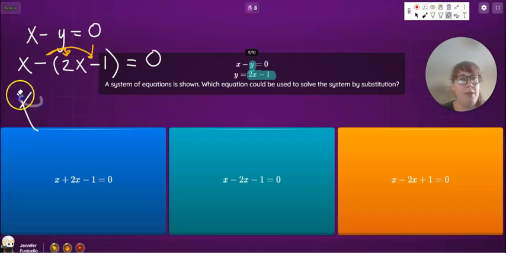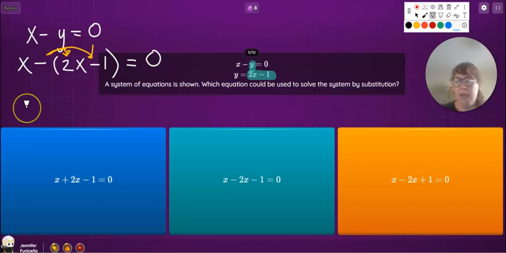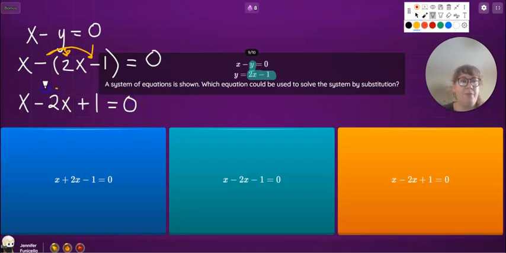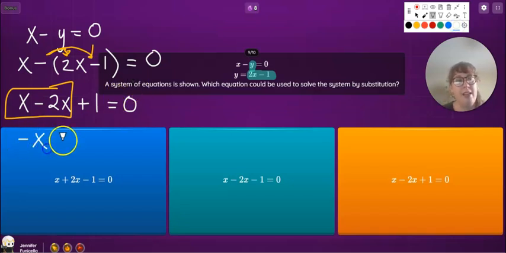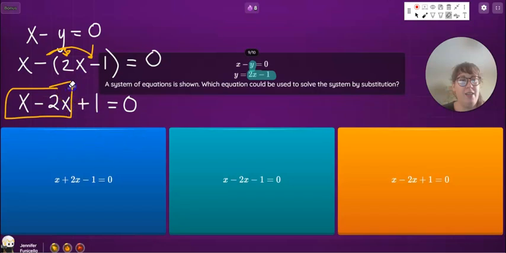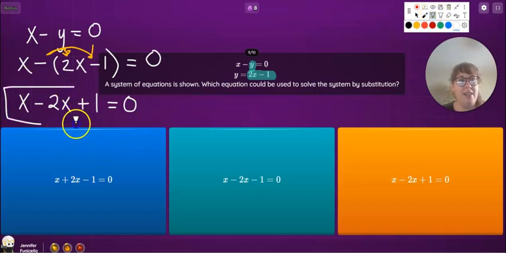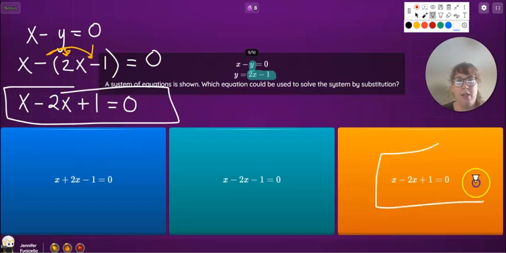Wow, my mouse is being weird. We have an x minus a 2x. Distribute that negative, turns it to a positive 1 equals 0. 1x minus 2x is a negative x plus 1 equals 0. Oh, sorry, it didn't want us to solve yet. So this is actually where we're stopping, at x minus 2x plus 1 equals 0. There it is. Beautiful.